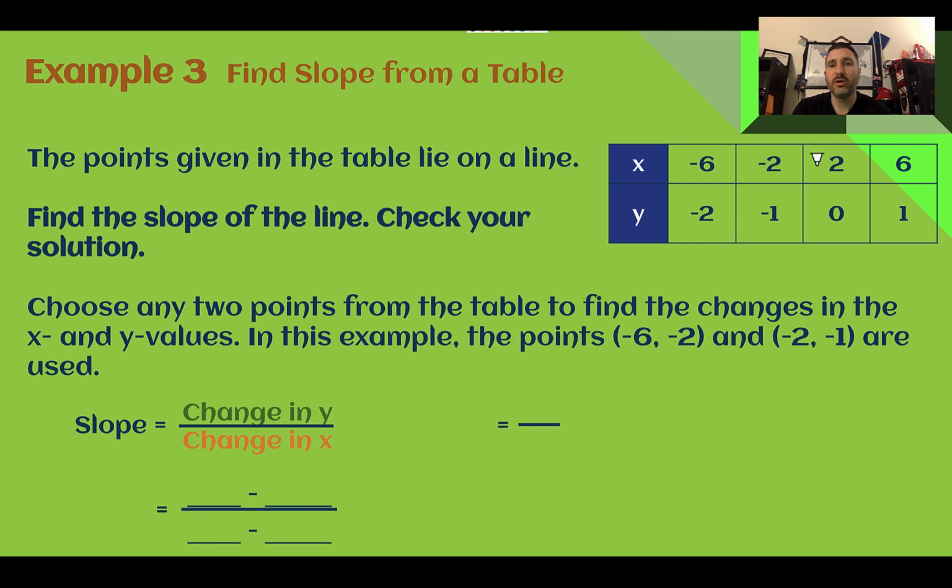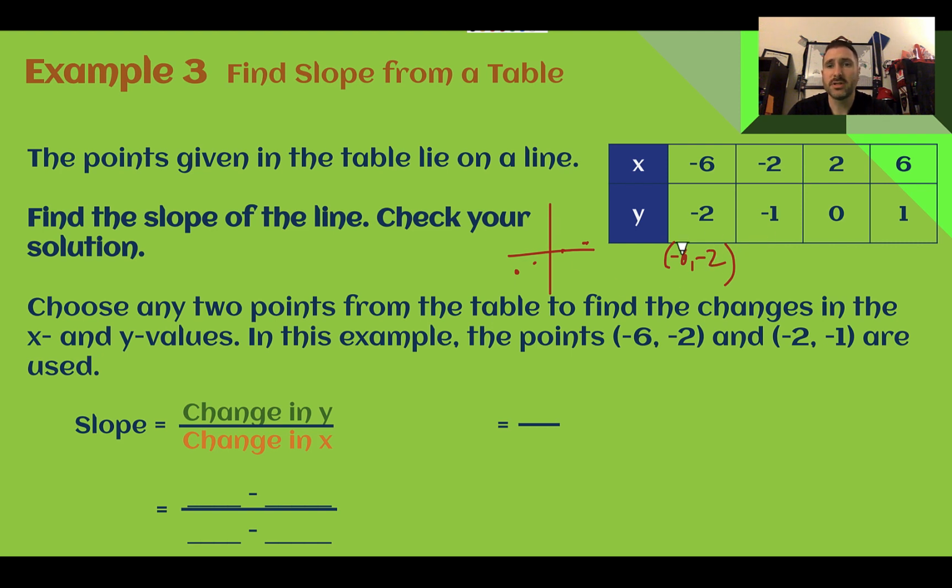So we can pick any 2 points here. These are all just coordinates. So I have negative 6 and negative 2. If I had a graph, right, negative 6, negative 2 could be somewhere over here. And then I'd have negative 2, negative 1, 2, 0, 6, 1. Not completely accurate, but you can kind of visualize what's happening. We can choose any values here and figure out how it is changing. We just need to make sure that we're doing the change in the y, which is our vertical, divided by the change in the x, which is our horizontal.